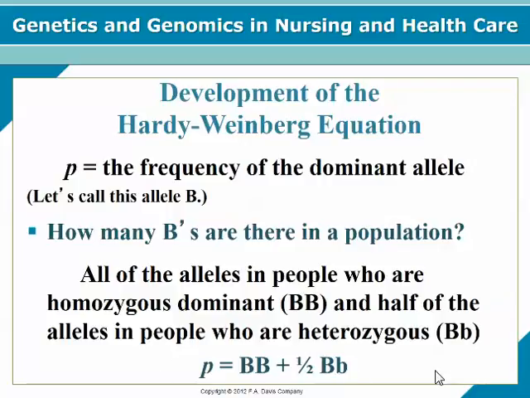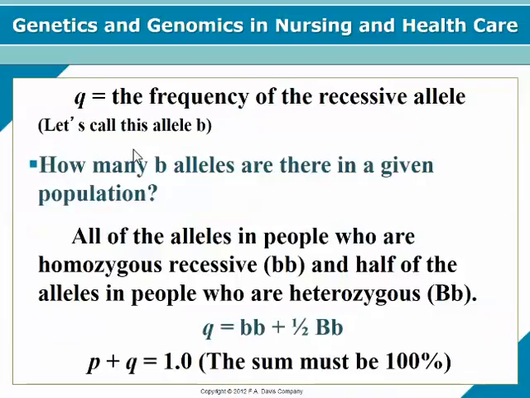q is the frequency of the recessive allele, the small b. How many small b's are there in a given population? All the alleles in people who are homozygous recessive and half the alleles in people who are heterozygous, which is capital B small b, and there's the equation for that. The sum must equal 100%.